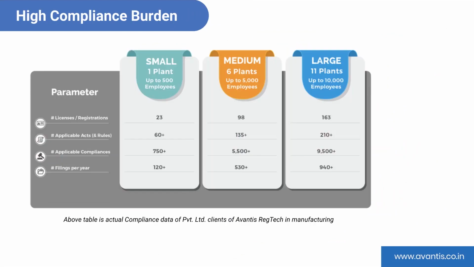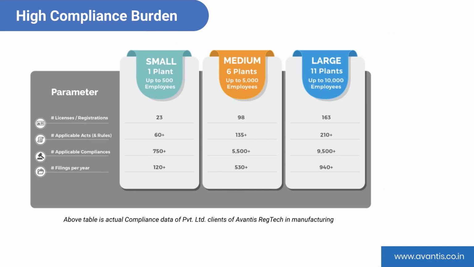Moving on, this slide depicts a high-level compliance burden for a company in India. We have modeled 3 manufacturing companies, one with a single plant, one with 6 plants in multi-state locations, and one which is a sizable one with 11 plants across the country in 11 different states. And as you can see, the compliance burden increases dramatically. For a small company, you're dealing with 23 licenses, 60 plus applicable acts, around 750 applicable compliances with close to 120 filings a year.